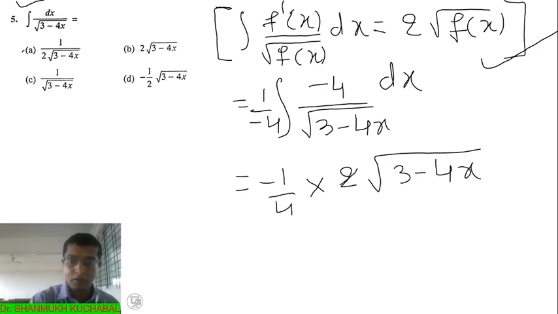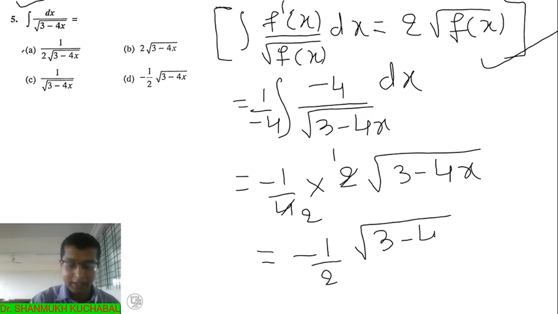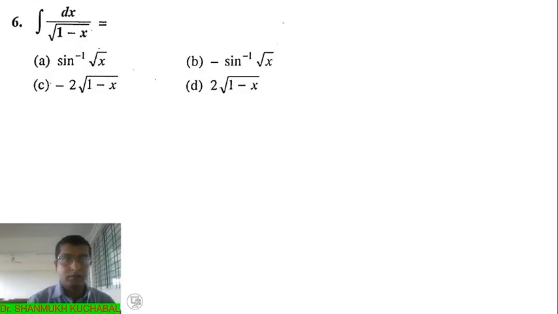So further, 2 ones are 2, 2 twos are, so it is minus 1 divided by 2 times the square root of 3 minus 4x. Therefore, yes, option D is the right answer. Further, example number 6.